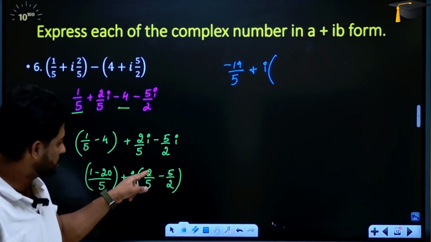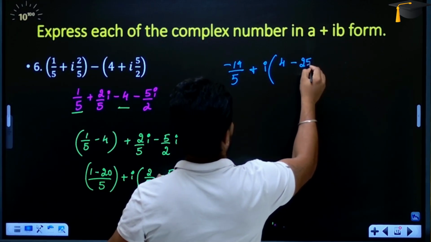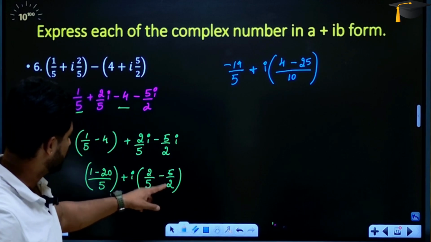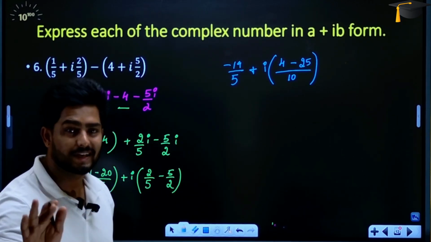the butterfly method. 2 2s are 4, 5 5s are 25, so 4 minus 25 whole divided by 5 2s are 10. So 2 2s are 4, 5 5s are 25, 5 2s are 10. So that's how it is. It's not 2 2s are 10, sorry.